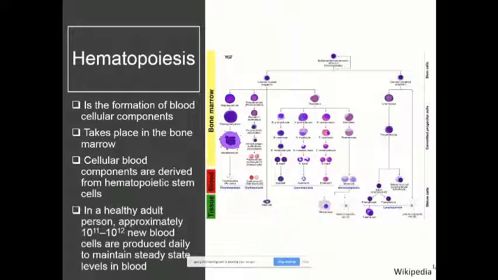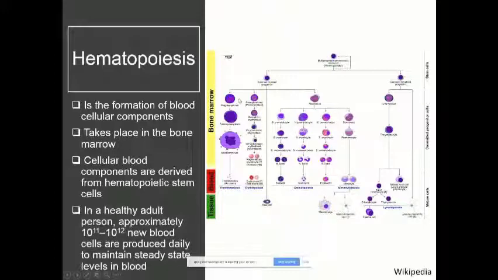This is a slide of hematopoiesis, and some of you may be familiar with this, some of you not. Hematopoiesis is the formation of blood cellular components. Blood, if you look at it, is very liquid, but it actually contains a lot of cells, and besides that, plasma, which contains proteins and lipids.